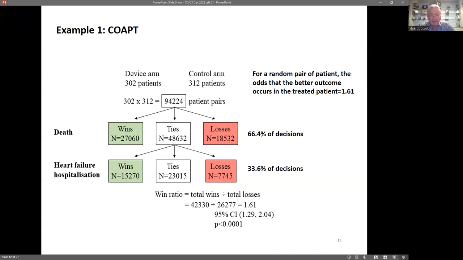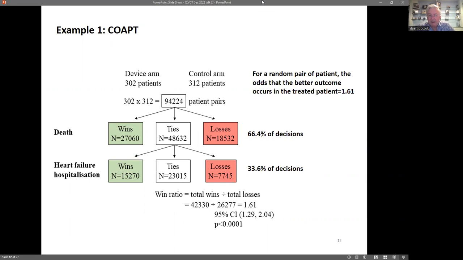The wins and losses first for deaths. So of those 94,000 pairs, a death occurred first on the control arm, in which case the device arm was the winner, in 27,000 cases, whereas the number where the device arm patient died first, the number of pairs was 18,000. In the middle, you have 48,000 who tied on death, meaning probably both patients lived on their shared follow-up time, in which case you then move on to the second level, which is heart failure hospitalizations.